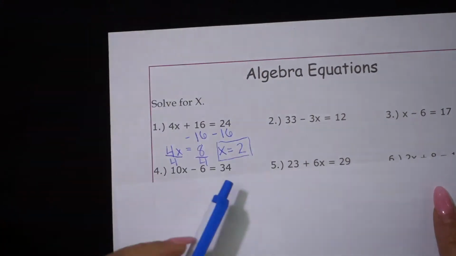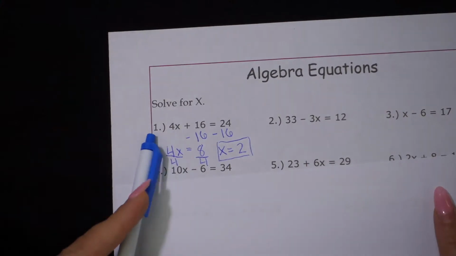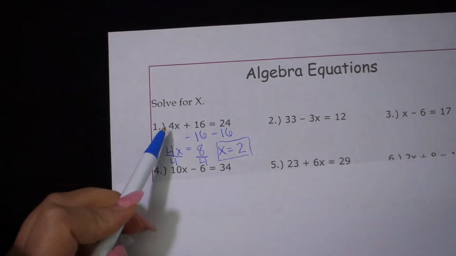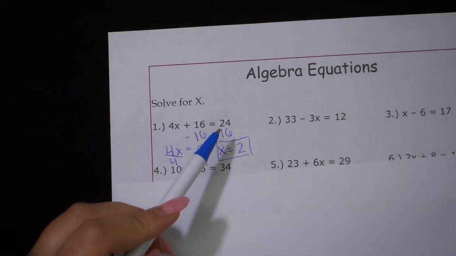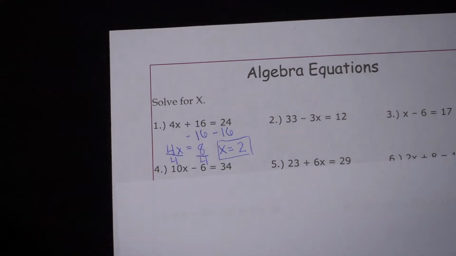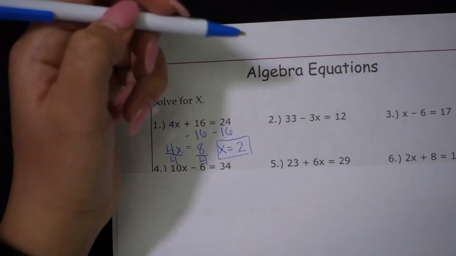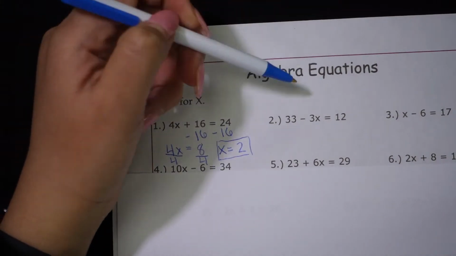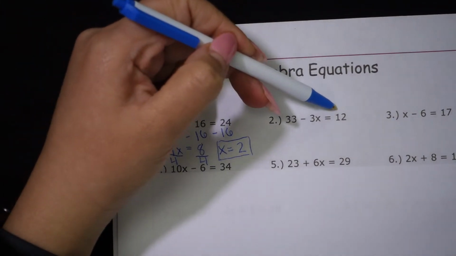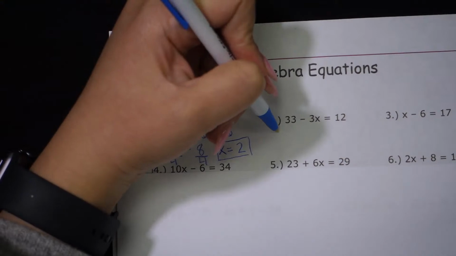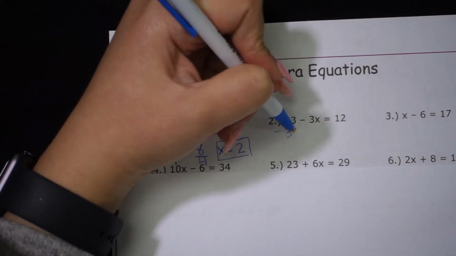And now when we plug this value back in, so if we do 4 times 2 plus 16, this value should give us 24. Same with the problem over here. We have 33 minus 3x is equal to 12. So in this problem, we subtract the 33.